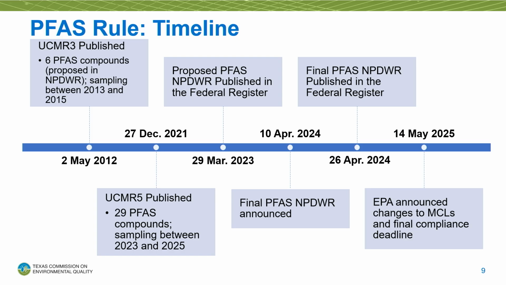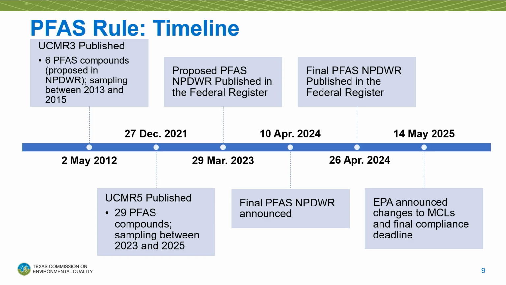And then in March of 2023, the proposed PFAS rule was published in the Federal Register. And then in April of 2024, the final PFAS rule was announced, and on April 26th of 2024, the final PFAS rule was published in the Federal Register. On May 14th of 2025, the EPA recently announced some changes to the MCLs, and also a final compliance deadline. So they're looking to make changes to the PFAS rule.